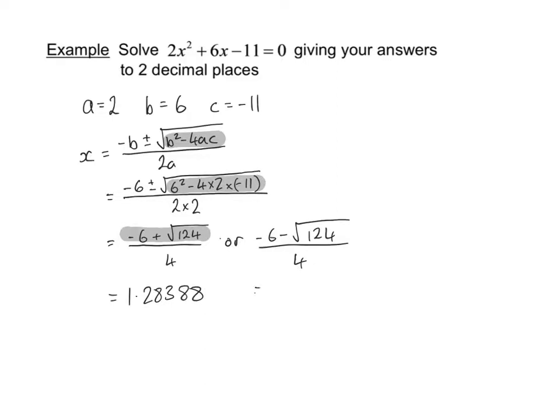Or over here, that one is equal to negative 4.28388. Now, we do need to remember that we still need to round our answers to two decimal places. So this is not only a clue telling us to use the quadratic formula, it's also a request in the question. So these answers as they stand are not okay. Each will need to be rounded to two decimal places. So that is equal to 1.28 and negative 4.28. And that's our two solutions to our quadratic equation.